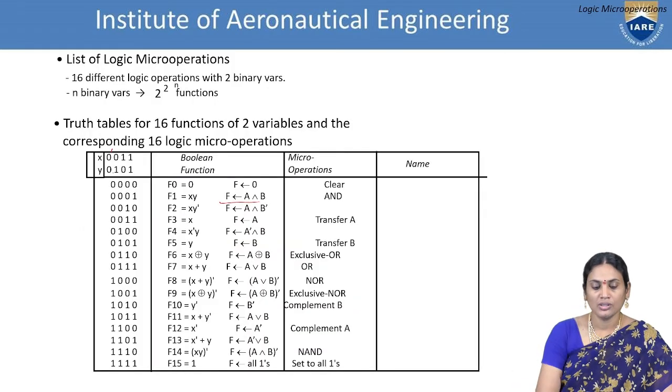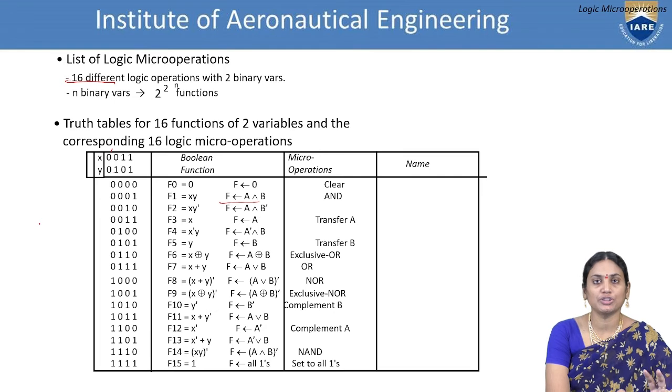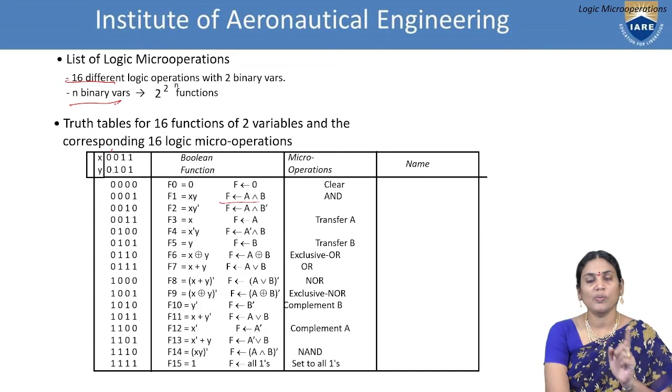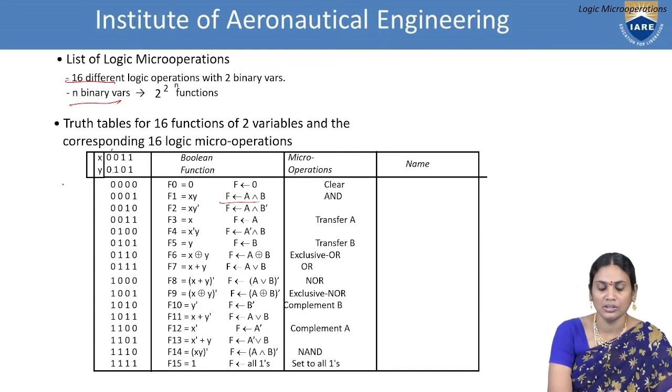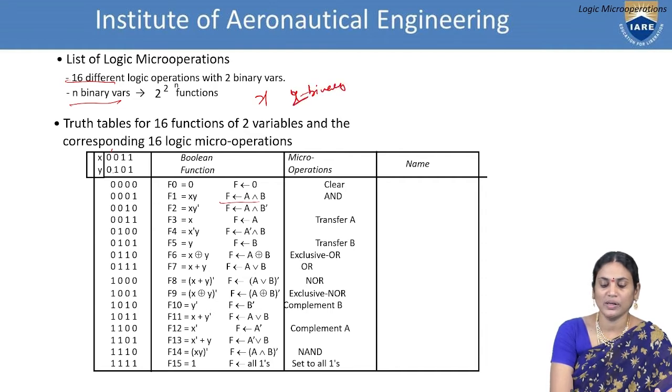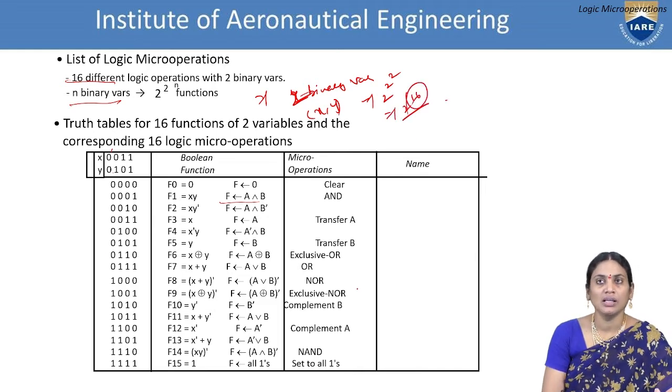Generally we have 16 different logic micro operations with 2 binary variables. That means for n binary variables, we need 2 power 2 power n combinations of functions. So for example, if I have 2 input variables, how many functions will there be? 2 power 2 is 4, and 2 power 4 is 16 combinations. Sorry, 2 binary variables, that is x comma y, so 16 combinations of functions will be available.